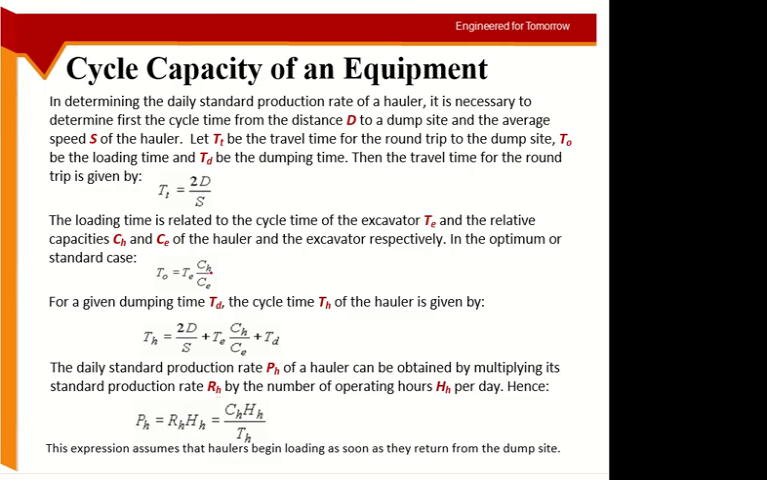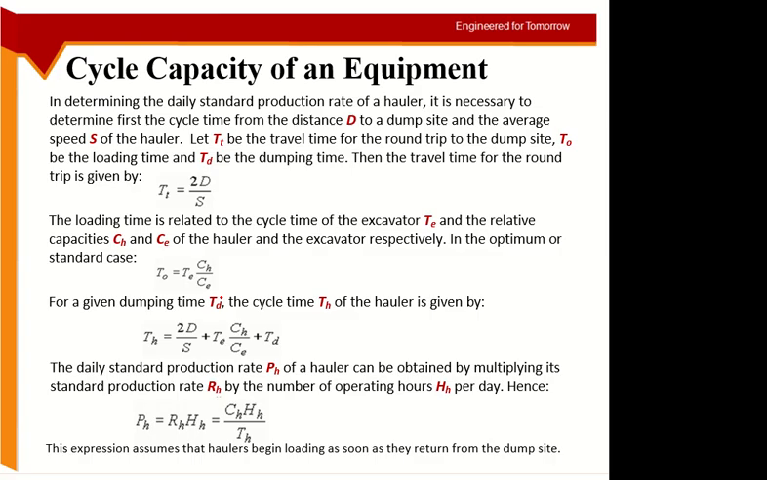So we want to fill the hauler completely, right? Before we move the hauler, we want to fill it. So the capacity of the hauler is ch. In how much time it will fill will depend upon the rate of the excavation. So T upon C will give you how many hours per unit material you are taking, the time per cubic material. And then you multiply with the capacity of the hauler.